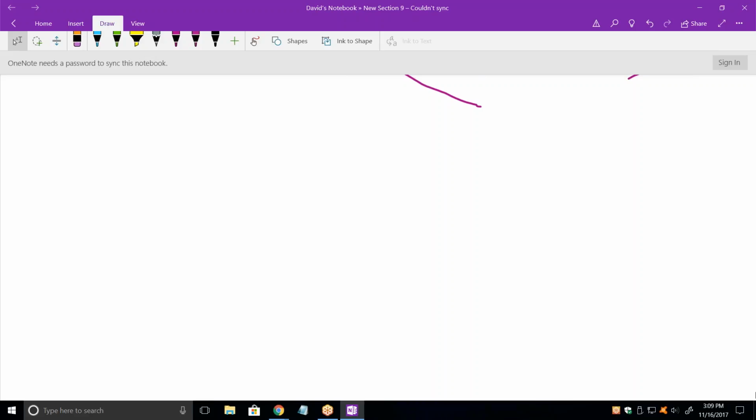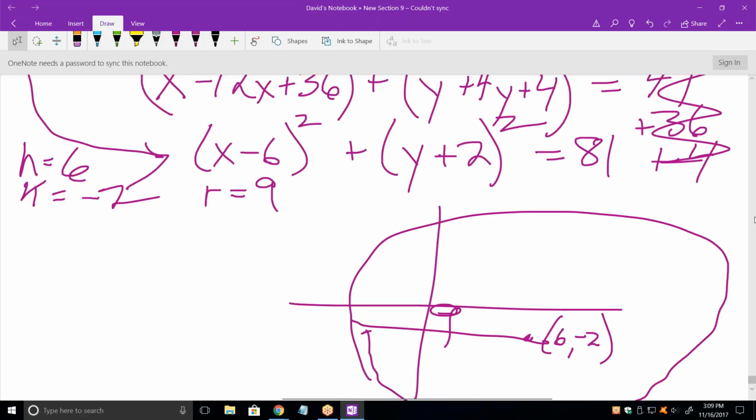So where does the radius go? The center is on 6, -2. And then the radius goes on 9, and you draw a circle. The radius is the distance from the center to the edge. Okay.